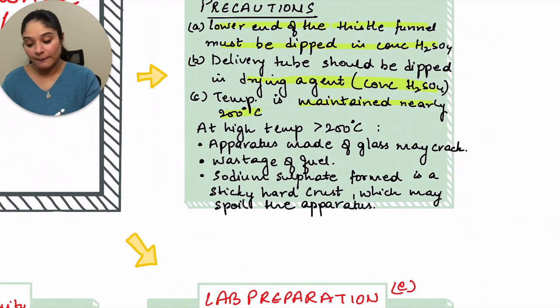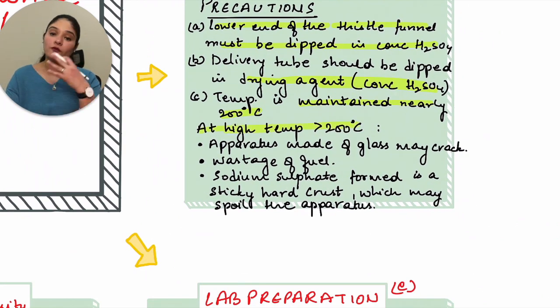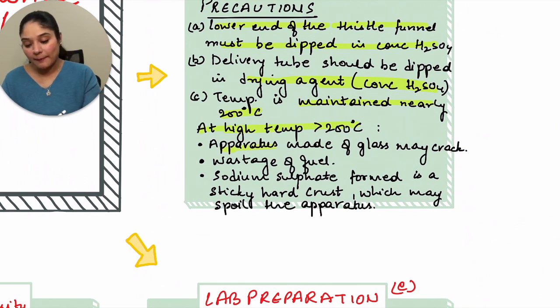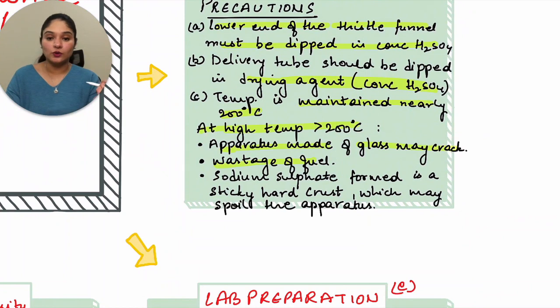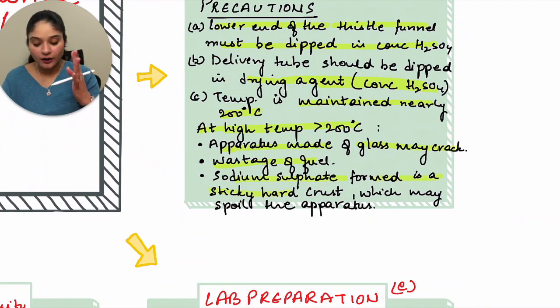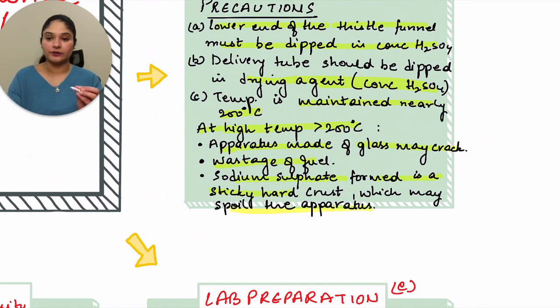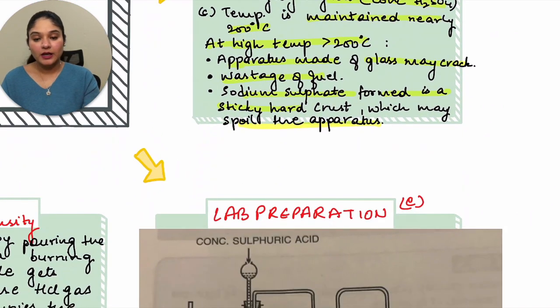Now what happens if the temperature is above 200 degrees Celsius? So apparatus made of glass may crack. Second, wastage of fuel. Third, sodium sulfate formed a sticky, hard crust which may spoil the apparatus. Make sense? Let's move to the E part.